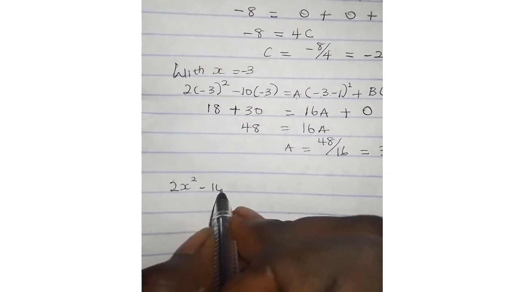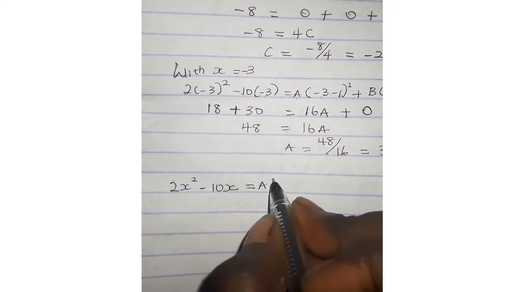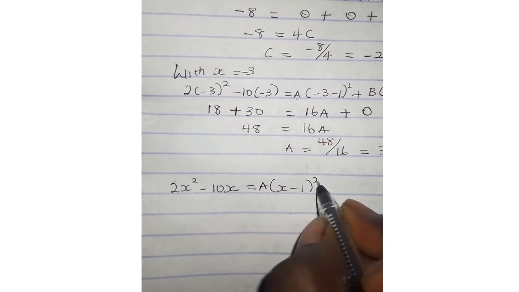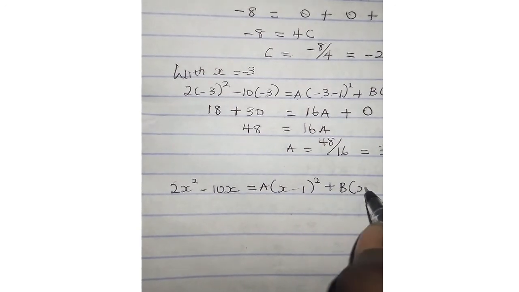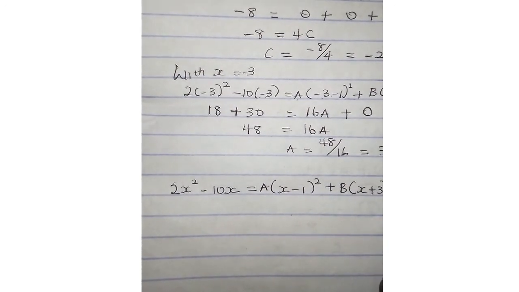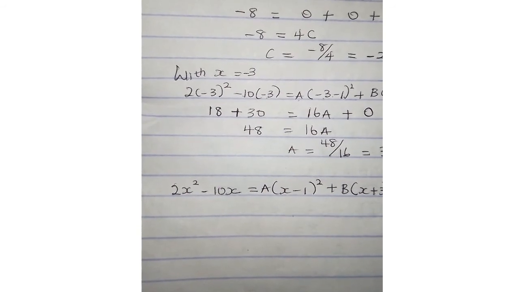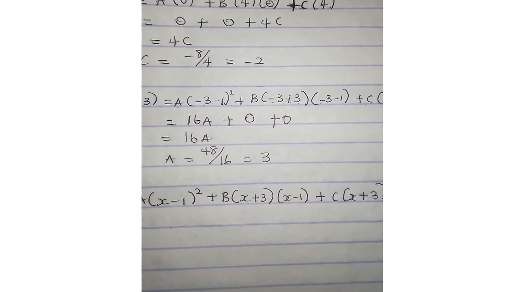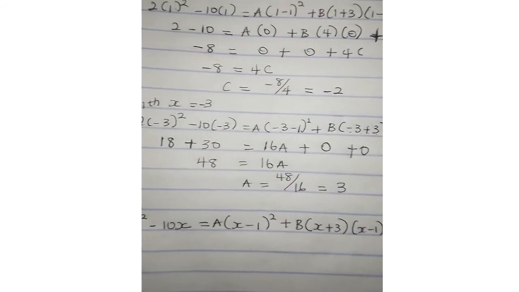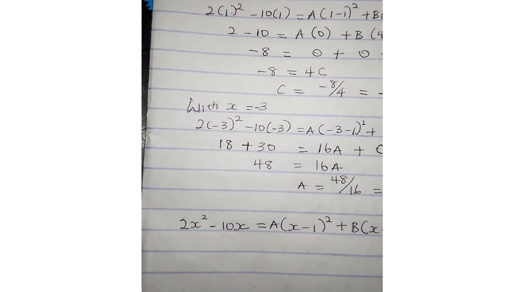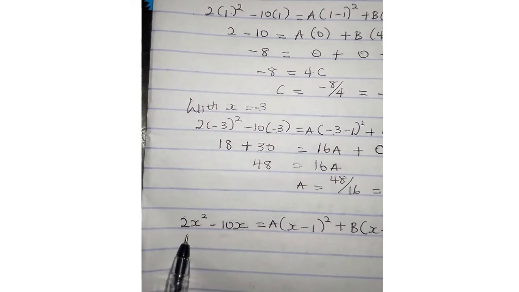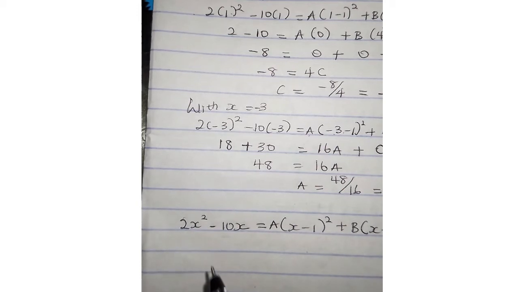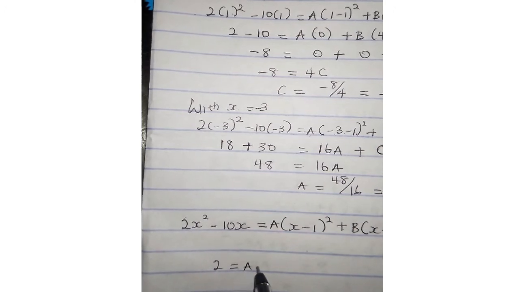Now, 2x squared minus 10x equal to a into (x minus 1) all squared plus b into (x plus 3) into (x minus 1) plus c into (x plus 3). Now we're going to equate the coefficients for us to get b. We are going to equate the coefficient of x squared. The coefficient of x squared here is what? 2. And when we equate the coefficient of x squared, it's going to give us 2 is equal to a plus b.